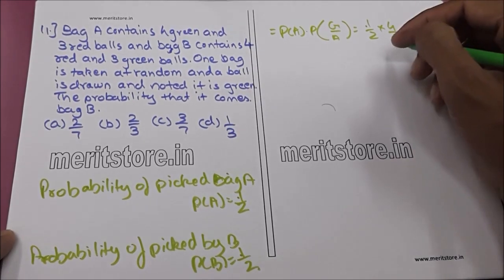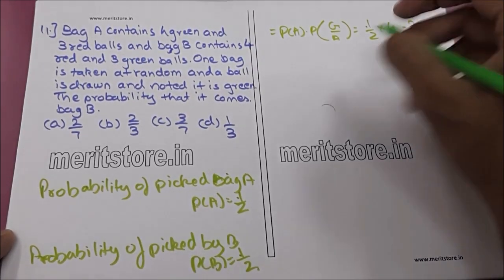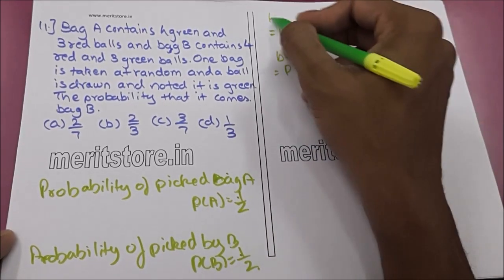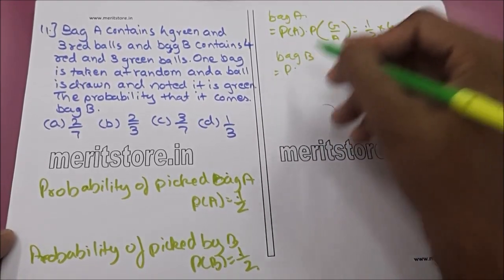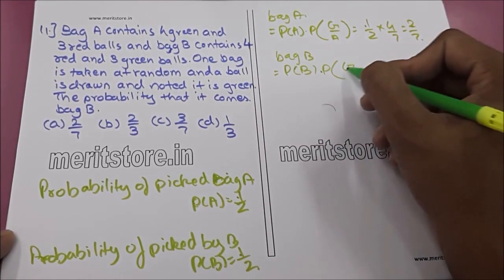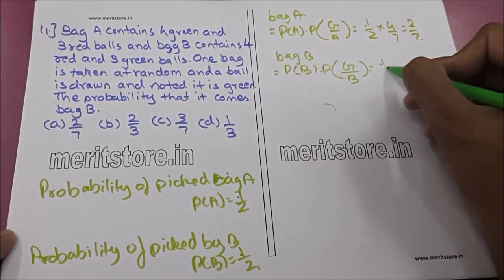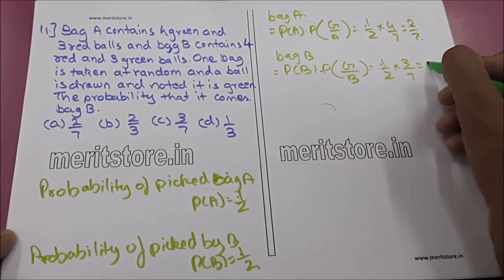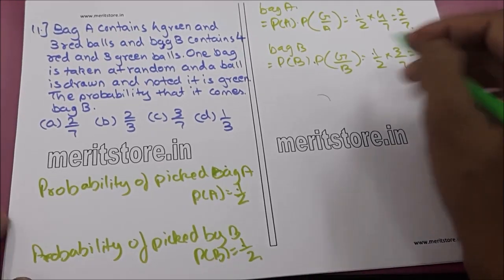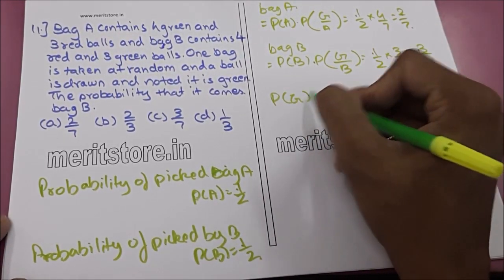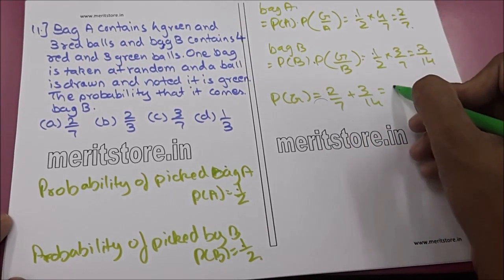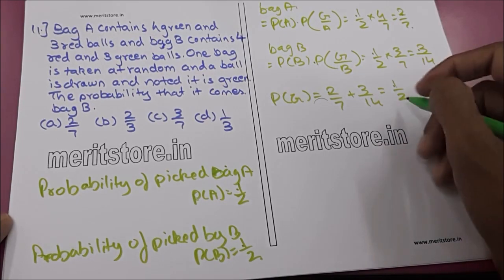So probability of green ball picked from bag B can be written as probability of B into probability of G upon B, equal to 1 by 2 into 3 by 7, which is equal to 3 upon 14. So total probability of green ball is equal to 2 by 7 plus 3 by 14, which is equal to 1 by 2.